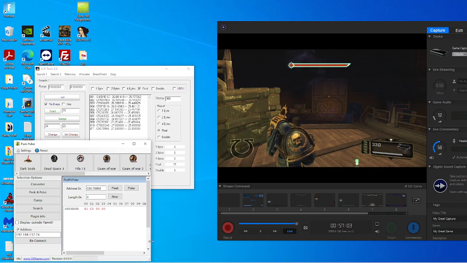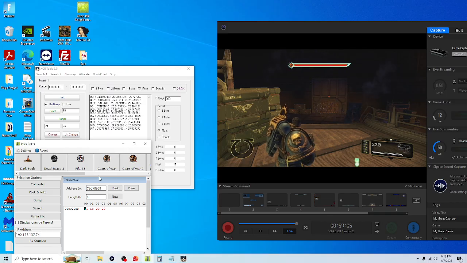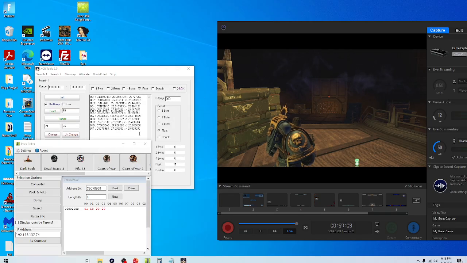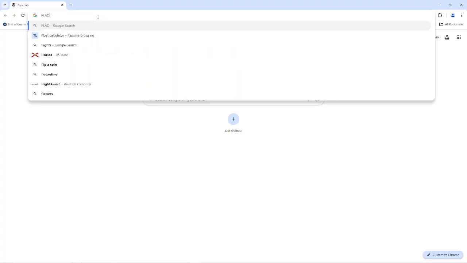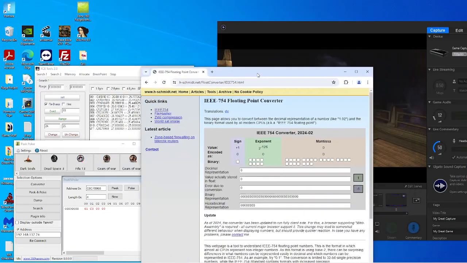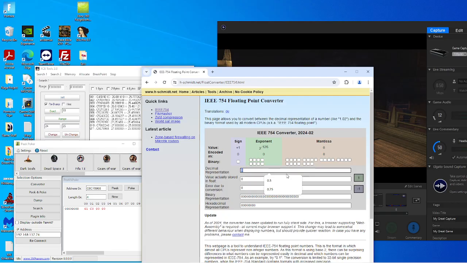So here's what I'm going to do. You can see that is what translates to 25 in float. Floats are weird. So I'm going to search up float calculator. I'm using this practically all the time. 25 equals 41C8.